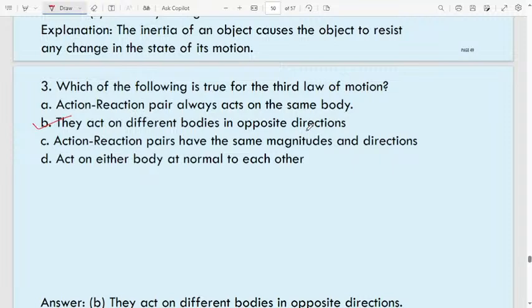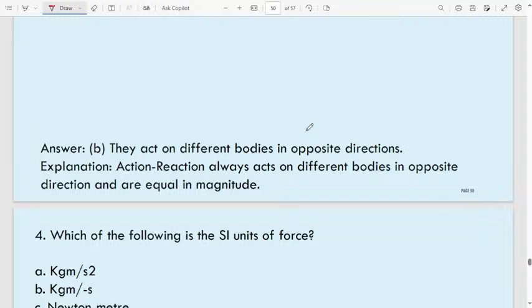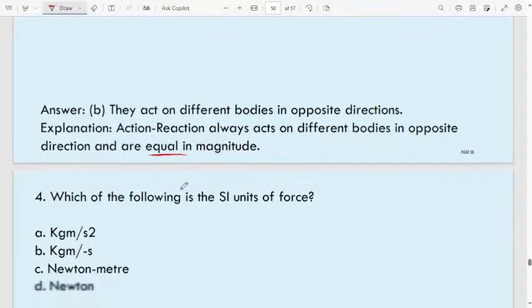Which of the following is true for Newton's third law of motion? They act on different bodies in the opposite direction. Because action and reaction always act on different bodies in opposite directions, and they are also equal in magnitude. Simple, Newton's third law of motion.